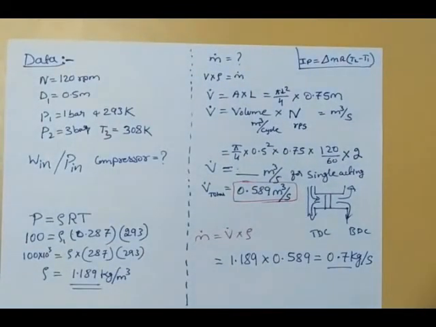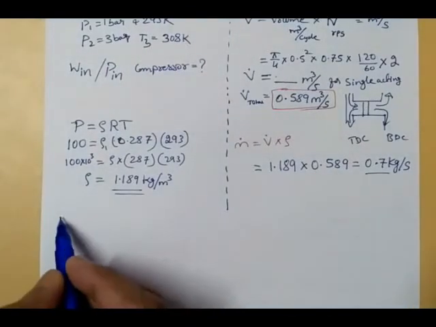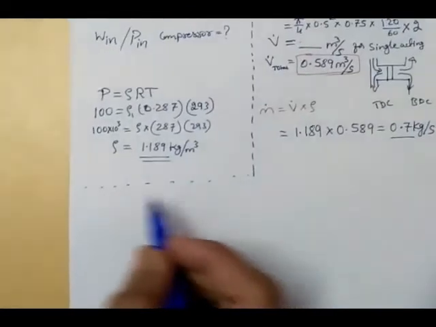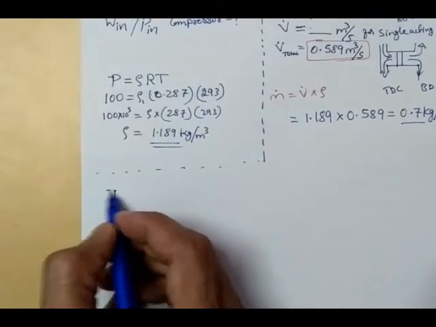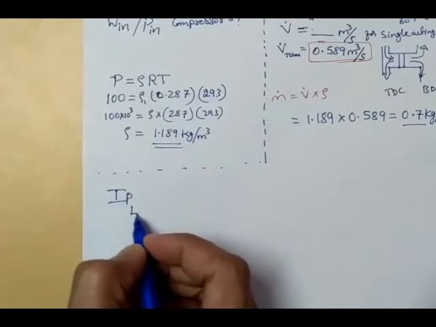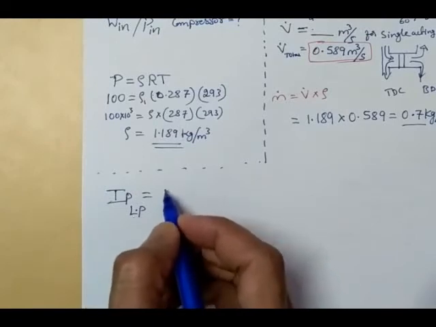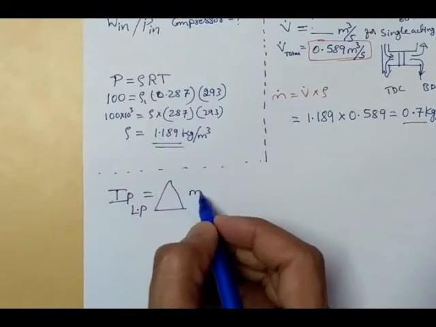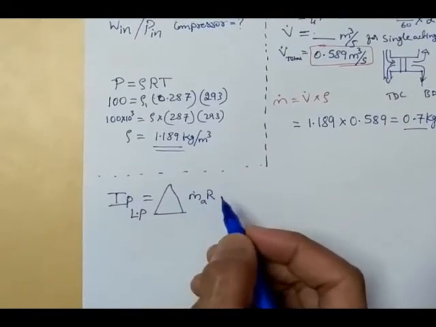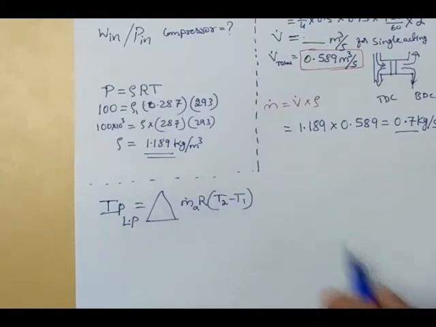So we have m here and we also know R. We can get the compressor work at low pressure compressor, not turbine. So let me draw this. What we need is indicated power for low pressure compressor. This is IP for low pressure compressor. M dot A into R, T2 minus T1.